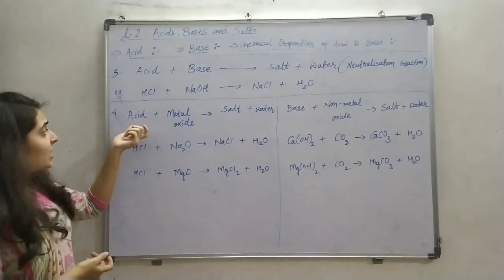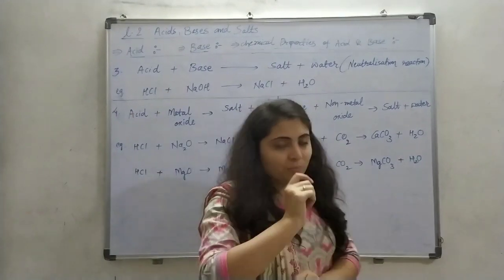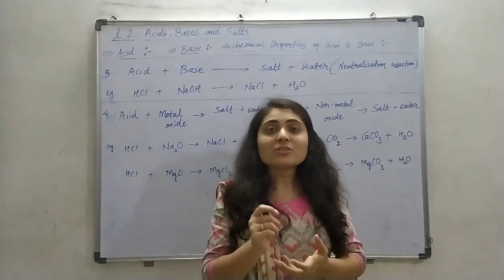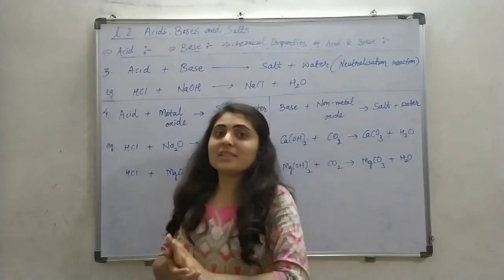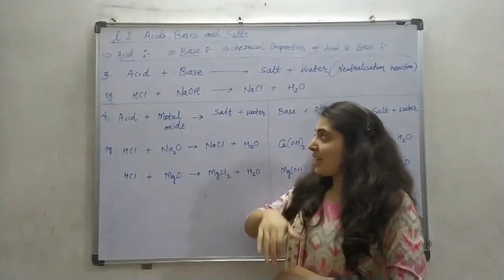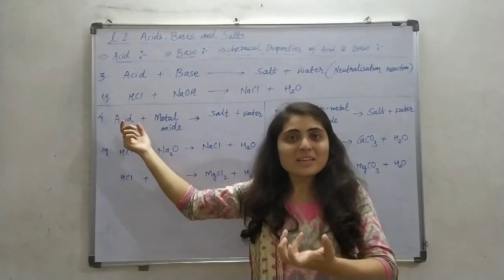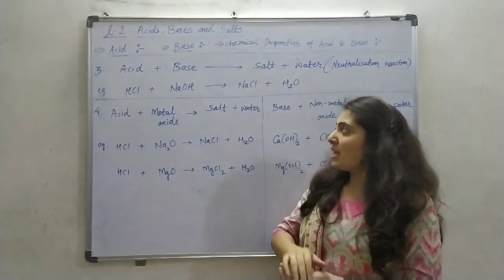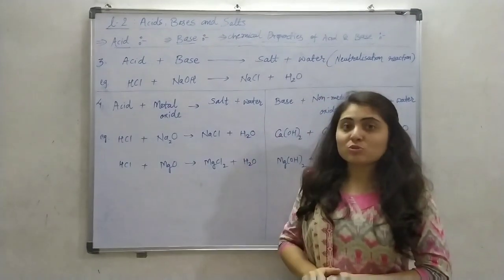Further, when acid reacts with metal oxide, see, in previous classes we have learned that metal oxides are basic in nature, right? Metal oxides are basic in nature. So when acid reacts with metal oxide, which is basic in nature, ultimately this reaction is nothing but the acid plus base neutralization reaction. So acid plus base makes salt and water. Same way, acid and metal oxide make salt and water.